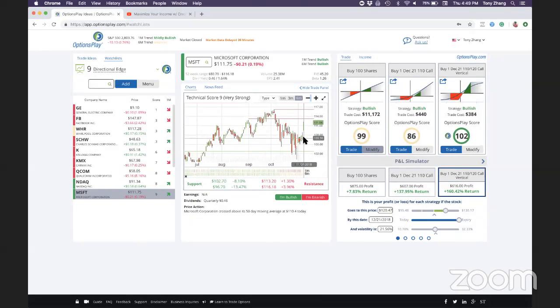You know, it's a technology stock, but it's also a bit more of a defensive stock. It's not one of those high-flying technology stocks since it's been around for so long, and it does have a huge amount of revenue coming in. So it's probably a little bit more stable than some of the other technology stocks. So, well, let's take a look at how to take advantage of a bullish move on Microsoft.